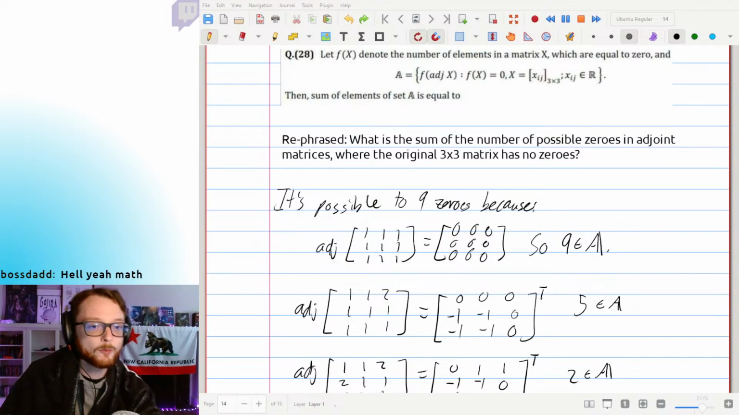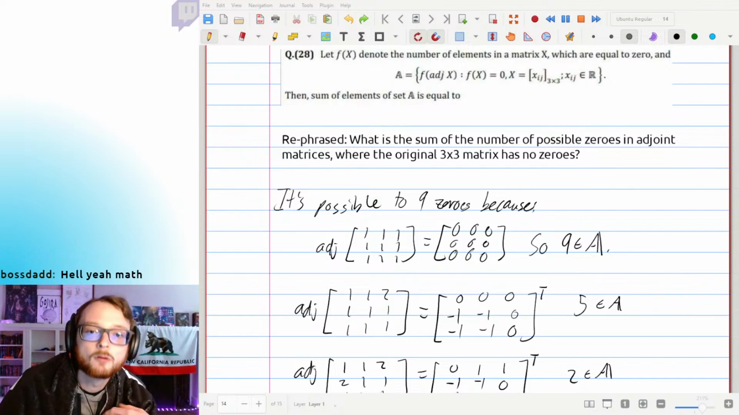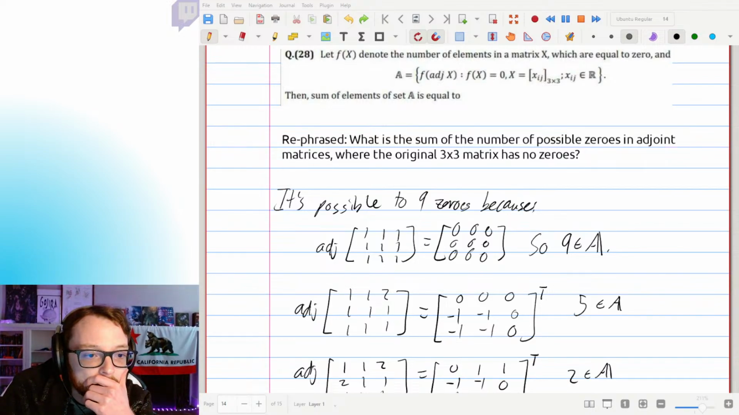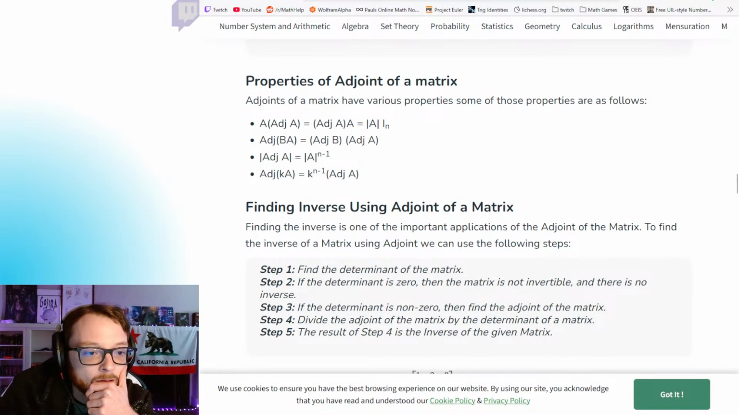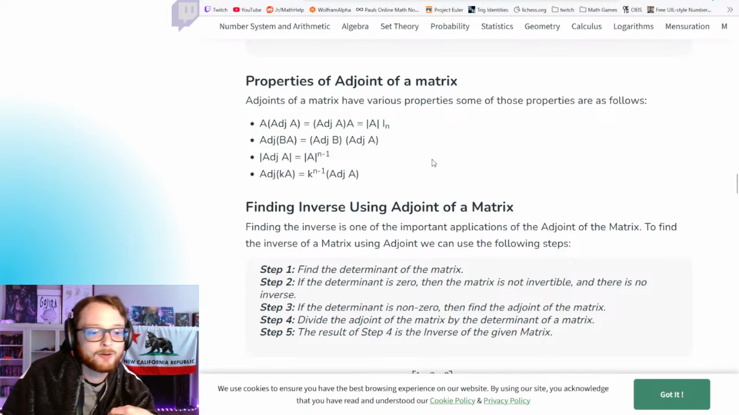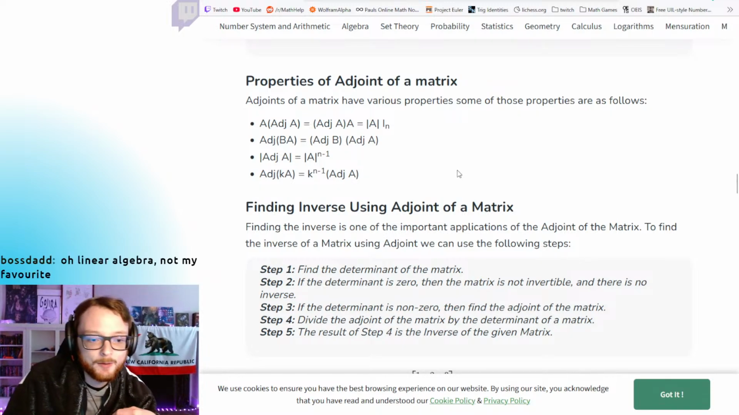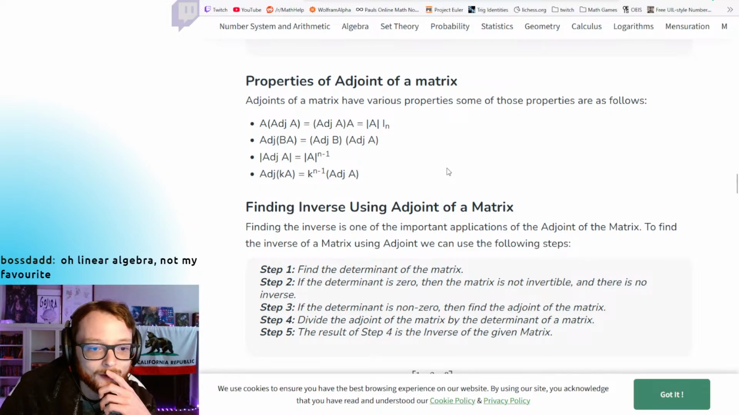So wait, what's the relationship between the adjoint matrix and the original matrix? It's related to the inverse, I guess. We do know that. I don't know if that's helpful. Linear algebra not my favorite. I don't mind it, but I just don't know enough about it. Yeah, I agree. It's useful.